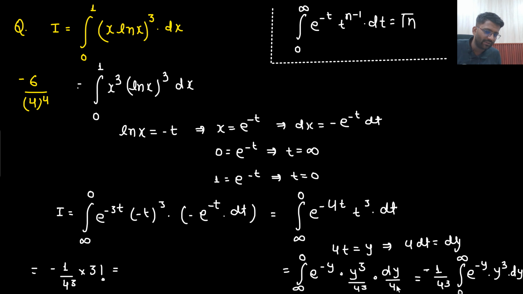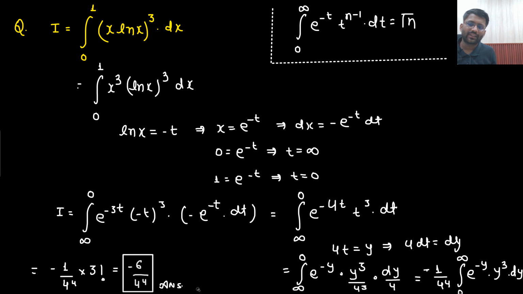Okay, this is 4 to the power 3 multiplied by 4, so this will become 4 to the power 4. This will become 4 to the power 4 here. So the answer is simply coming up to be 6 divided by 4 to the power 4, but with the negative sign. So this will be the answer: minus 6 divided by 4 to the power 4. This is the answer. Did you understand the process here?